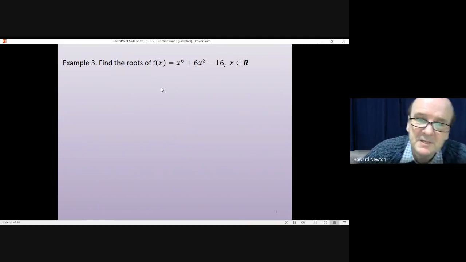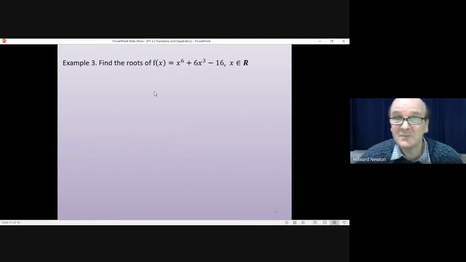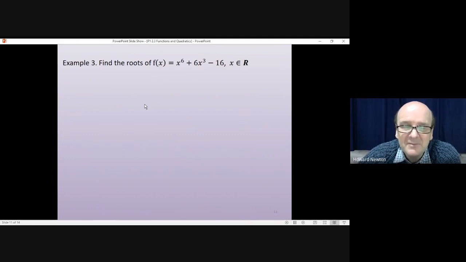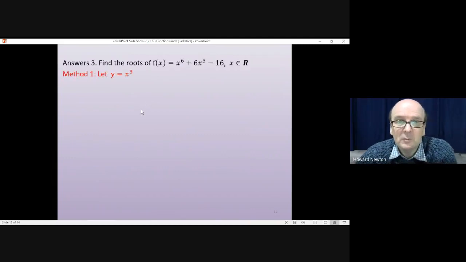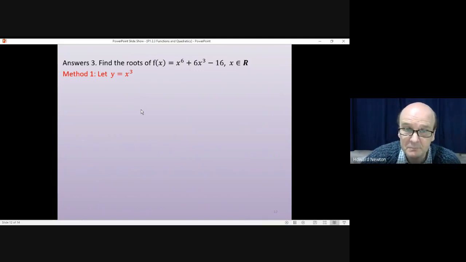Okay, we'll have a look at this. There are 2 ways of doing this question. Both are equally valid. Some people choose to use one, some people choose to use the other. They are really the same method with just a slight twist in them. First of all, we'll consider what would happen if we used a substitution.